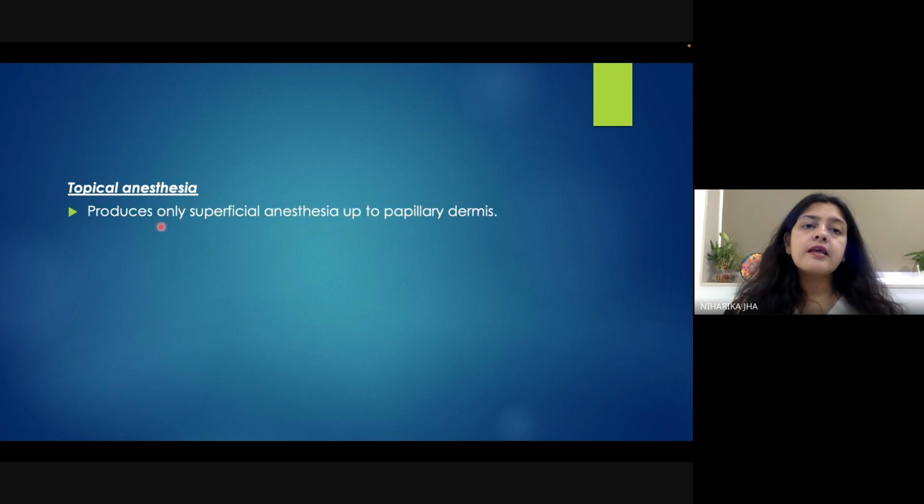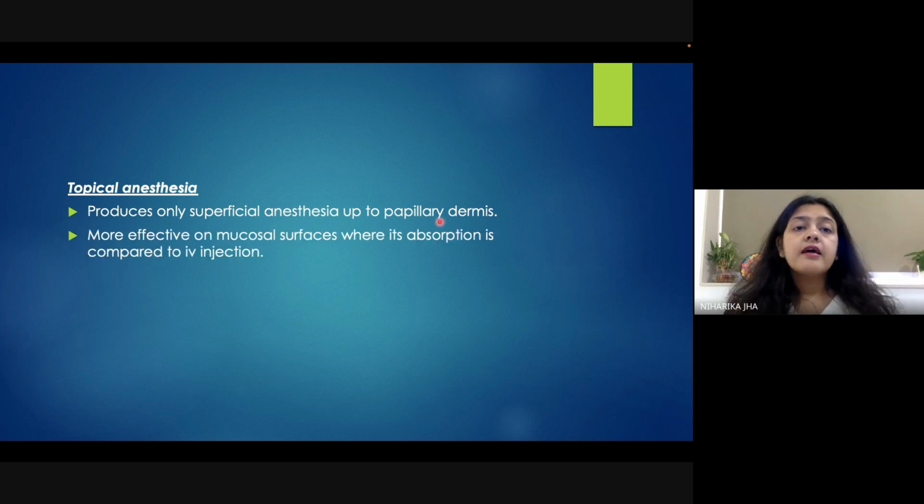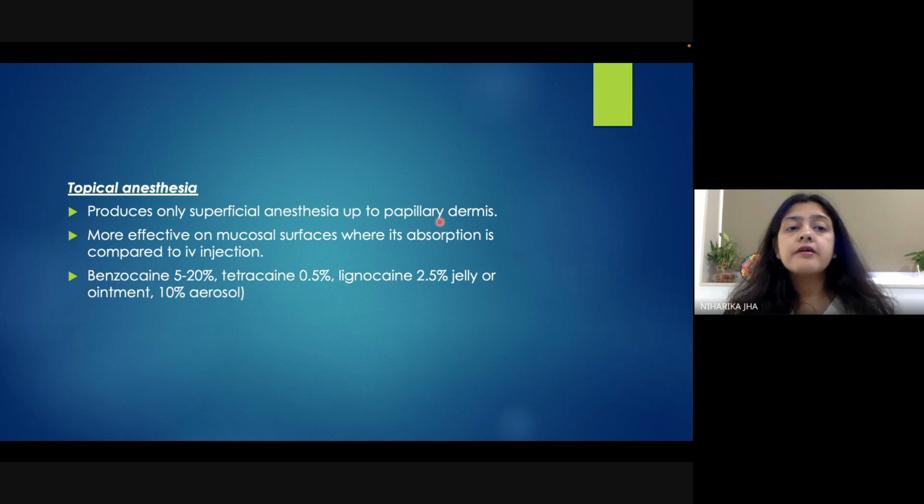So topical anesthesia produces a superficial anesthesia up to the papillary dermis, and it is even more effective on the mucosal areas, because the absorption of topical anesthesia from mucosal areas is considered equivalent to giving an IV injection. But on mucosal surfaces, not every kind of topical anesthesia can be used. For example, the cream form, which is used on intact skin, in fact has a warning on it that it is not supposed to be used in the mucosal area.